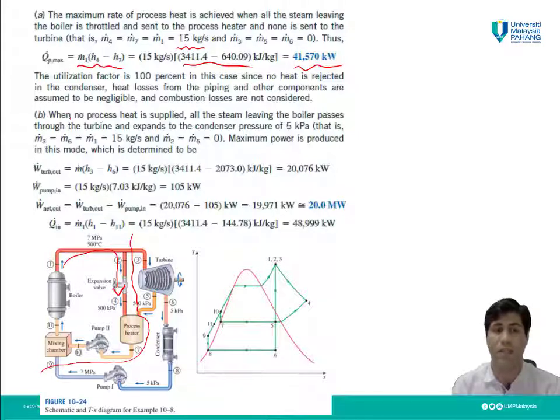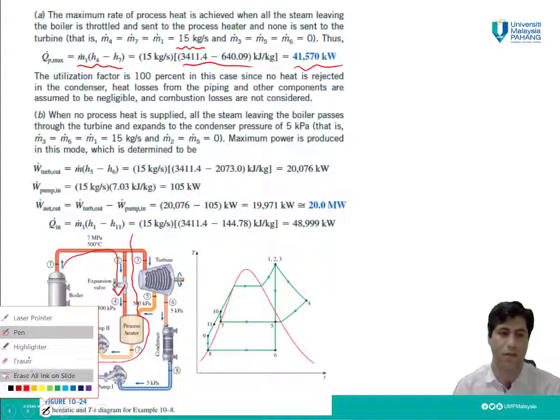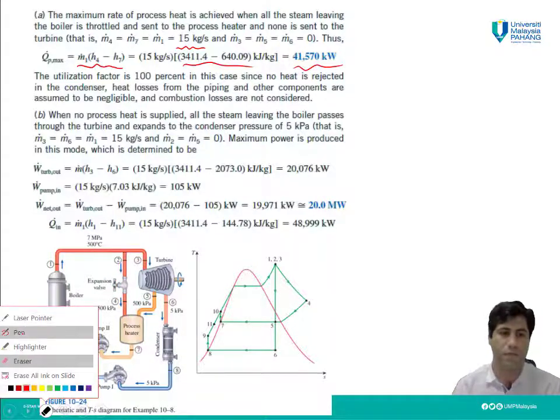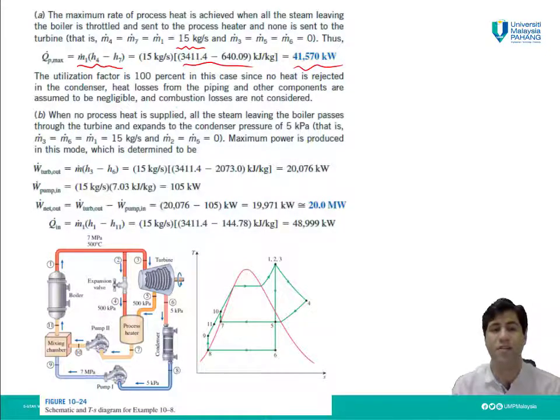Part B is for when no process heat is supplied. So in this case, let me just clear the part A. When no process heat is supplied, all the steam leaving the boiler passes through the turbine and expands to the condenser pressure of 5 kilopascal.